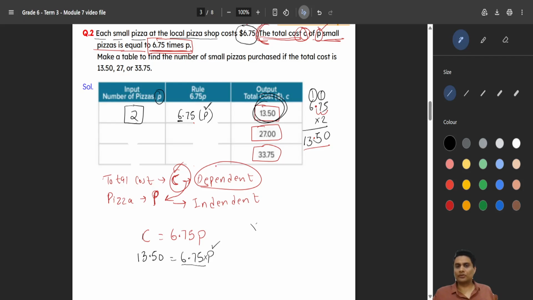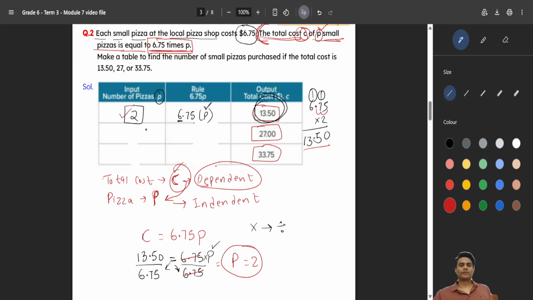By using the opposite of multiply. The opposite of multiply is divide. So I will divide by 6.75 here. If I divide by 6.75 on the right side of the equal sign, then on the left side of the equal sign also I have to do the same thing, that is, divide by 6.75. Now 6.75 divided by 6.75, finished. Now 13.5 divided by 6.75 will give you 2 only. So P is equal to 2.